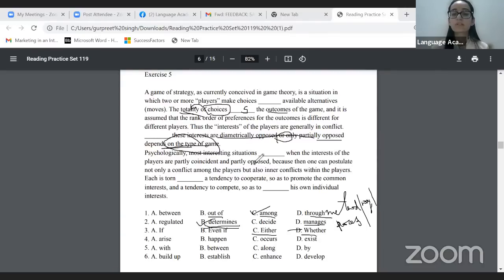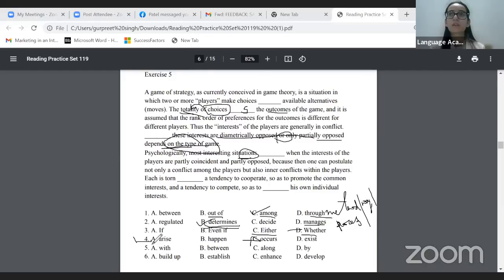Psychologically, most interesting situations dash when the interests of the players are partly coincident and partly opposed. Situations is plural. We need a verb without S. Let's eliminate anything which is with S. So occurs cannot be the answer. So most interesting situations happen, exist, or arise. Arise is right because while you are playing, there are new situations which come up. Come up means arise. Situations arise.